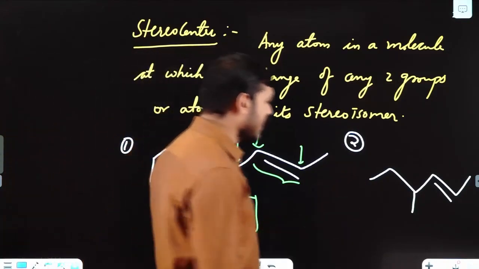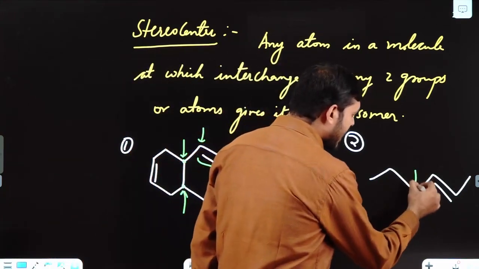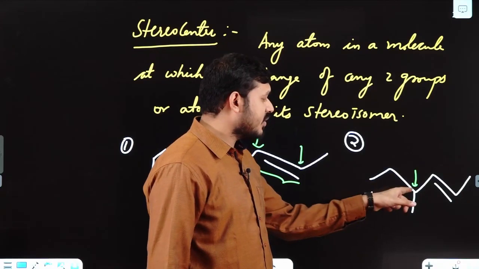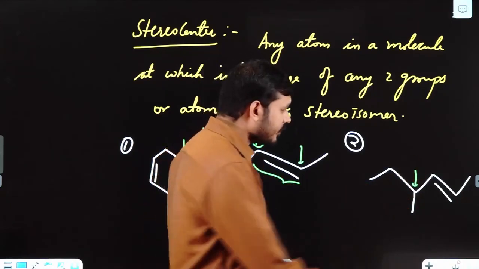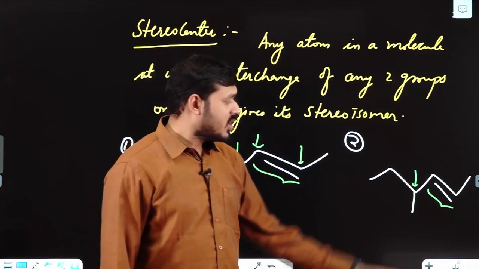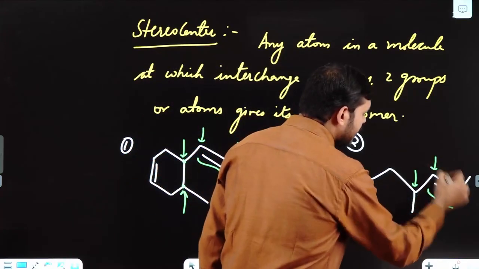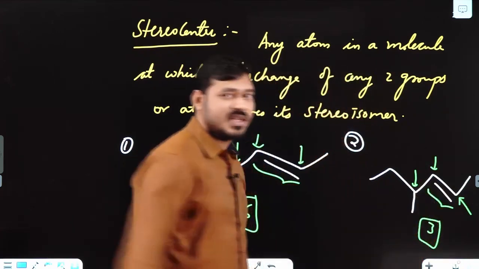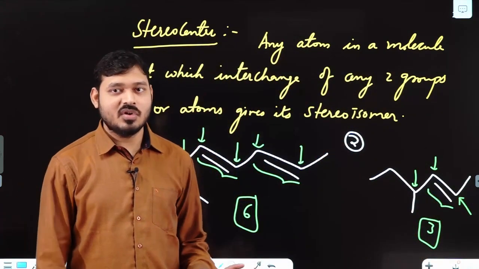Now let's check this one. See, this is a chiral center. How? This carbon is having methyl, ethyl, hydrogen and this part, okay. Now this pi bond is contributing in geometrical isomerism. So both the carbons from this side and this side. So here you are having 3 stereo centers. Clear to you all? Okay.